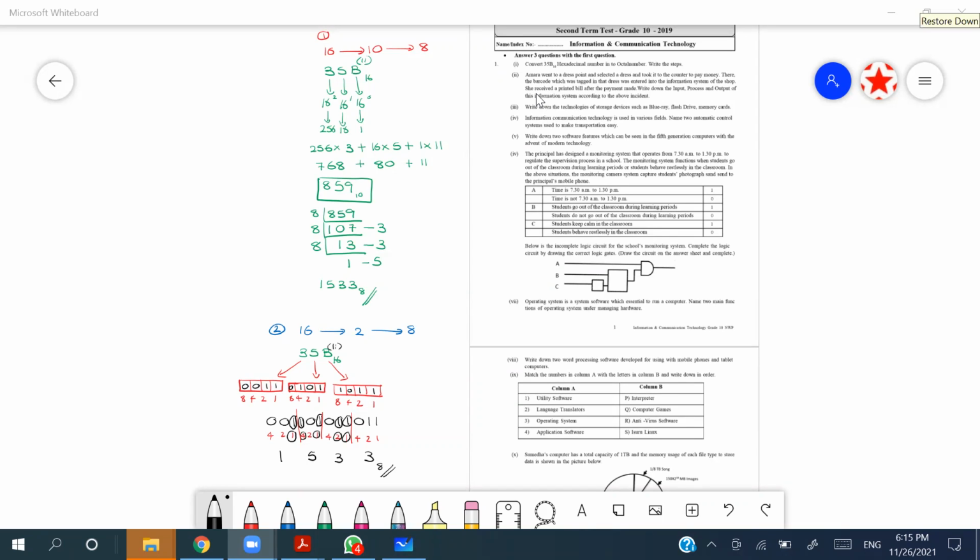Right, so for the people who have got this wrong, please have the corrections.